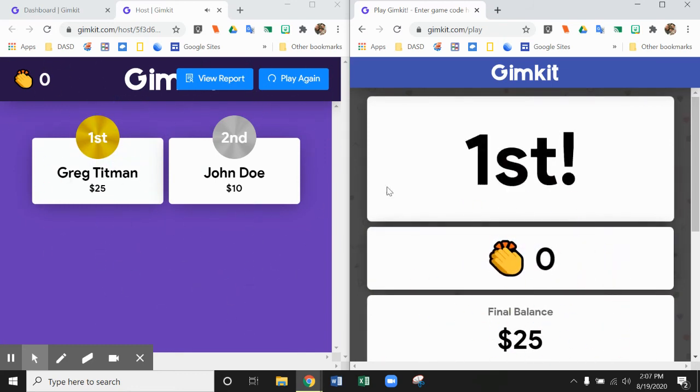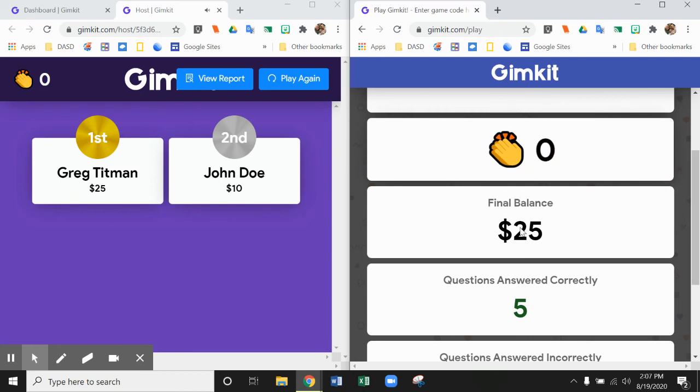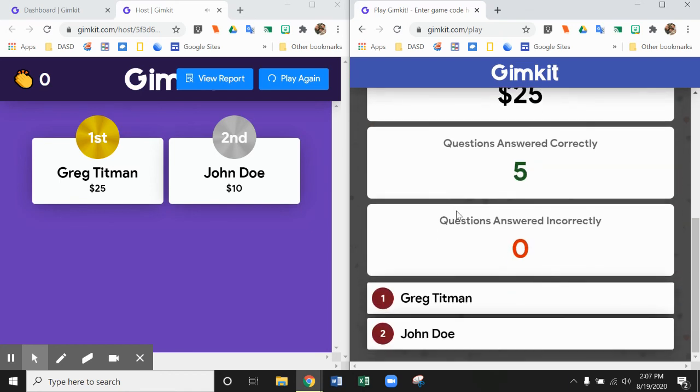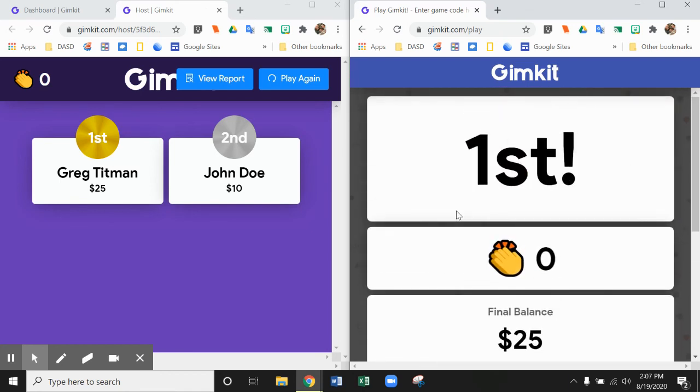Well, that means we're out of time, and you'll see that I won first place with a balance of $25. But I think you get the picture. The big difference here is that you earn money, but you can also spend money. So you guys will play this throughout the semester. We'll play this throughout the year if you're in World Cultures. So you'll pick up on tricks and develop a strategy that will help you do well.